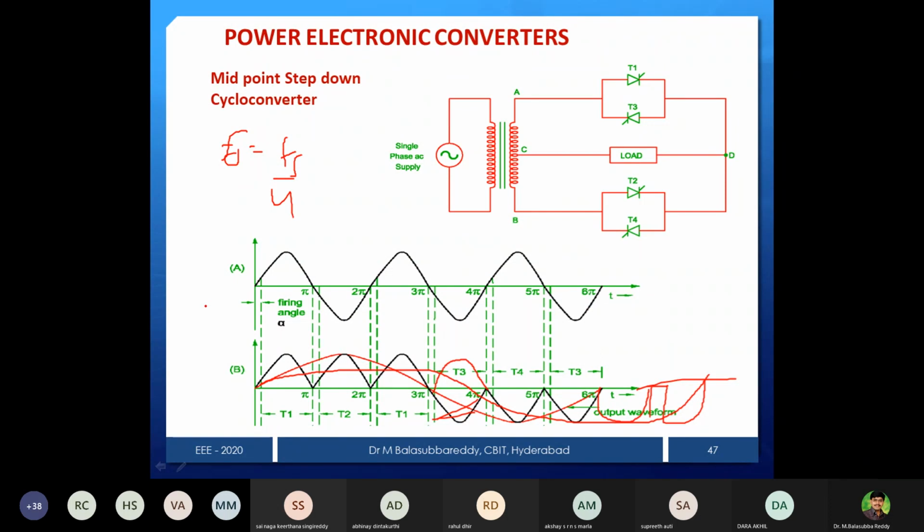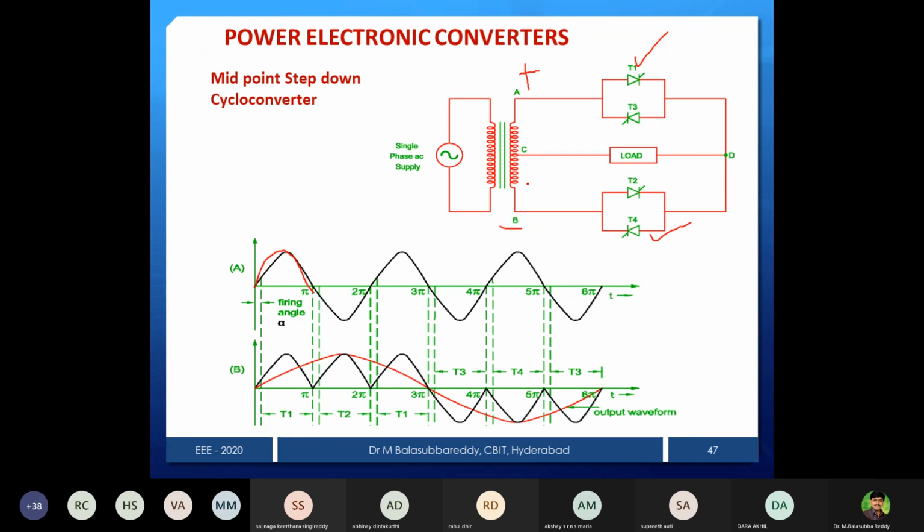That is the way, and how we get the positive cycle or negative cycle is also very simple. I will explain that small thing. Now first we will see the positive cycle. Which devices are forward biased? This is plus, this is minus. Whenever anode is positive with respect to cathode, it is forward biased. Now you can see plus is connected to here, so T1 is forward biased. Minus is connected to here, so T4 is forward biased.